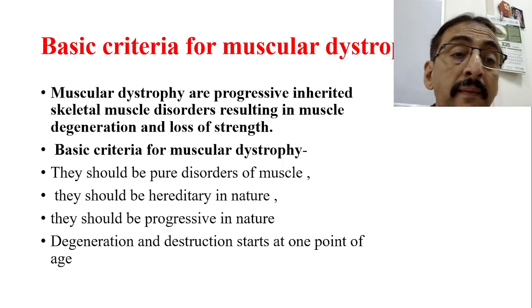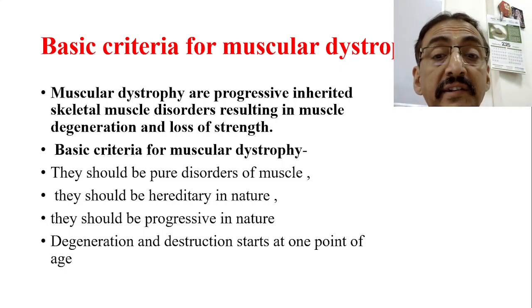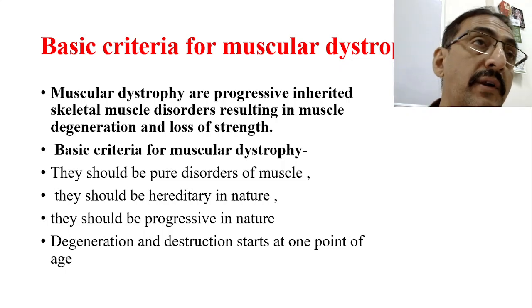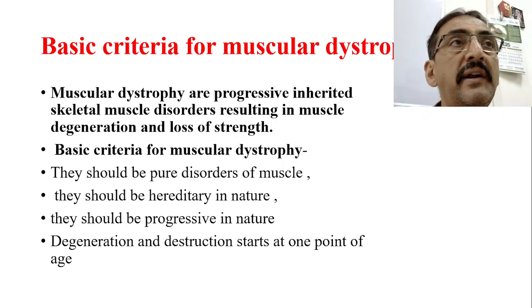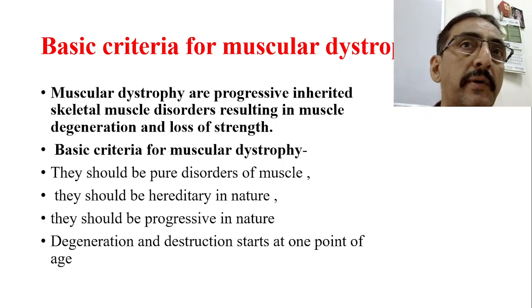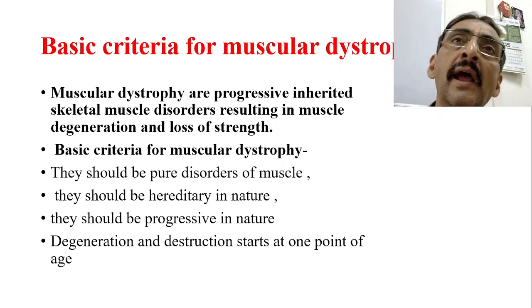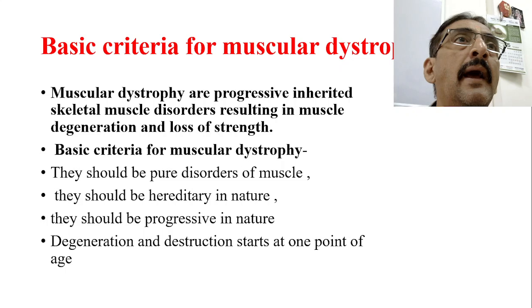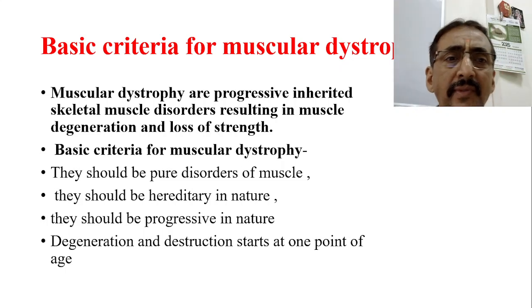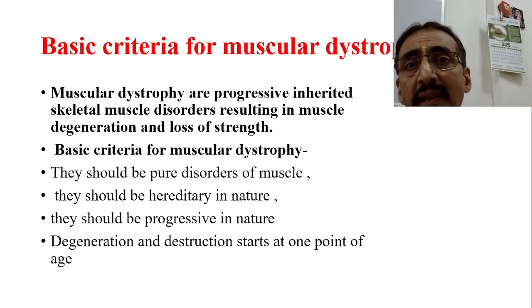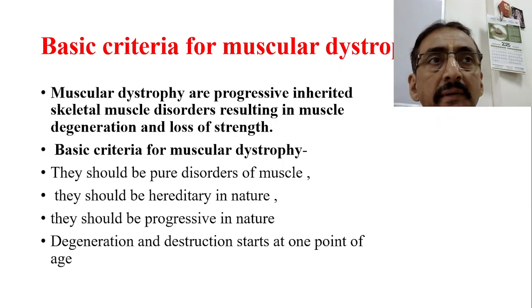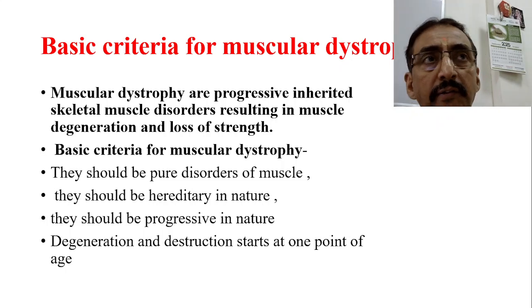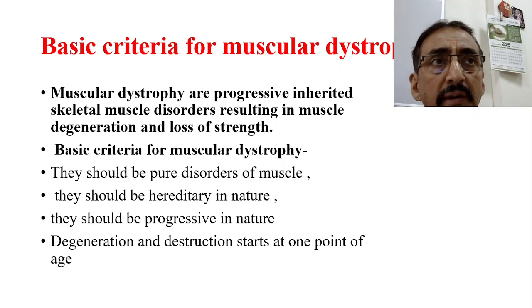And number four, there should be degeneration and destruction starting at one point of age. Degeneration and destruction of the muscle start at one particular stage, which is progressively increasing and reaches the severe stage and makes the patient totally non-ambulatory. So if these four things are there, then we can say yes, this is a disease related to muscular dystrophy. This is a muscle disease, but it is muscular dystrophy.